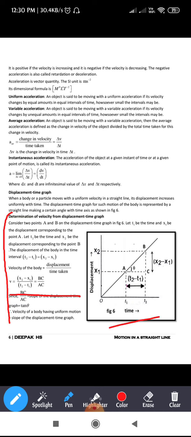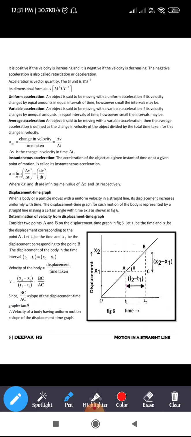Coming to the figure, this is a straight line showing the displacement increasing linearly with respect to time. Let theta be the angle with respect to time. We have taken a point A where the displacement comes out to be x1. X1 is the displacement corresponding to the time t1. Next consider the point B in the figure, where x2 is the displacement corresponding to the time t2.